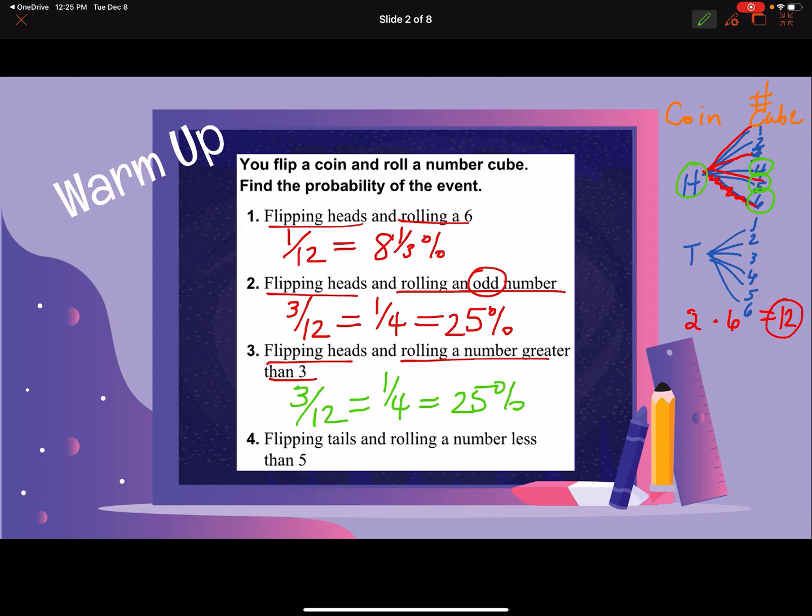Number 4, flipping a tail and rolling a number less than 5. So now we're going to switch down here to the tail and a number less than 5. We're not going to include 5. We're going to go less than 5. So a 4, a 3, a 2, and a 1. That would give us 4 options. So 4 out of 12 is the same thing as 1/3, which converts to 33 and 1/3%.